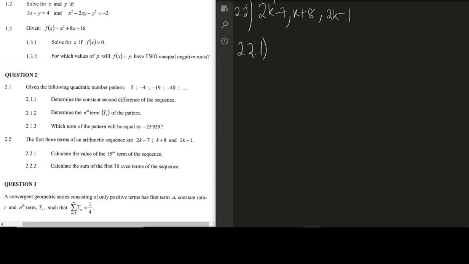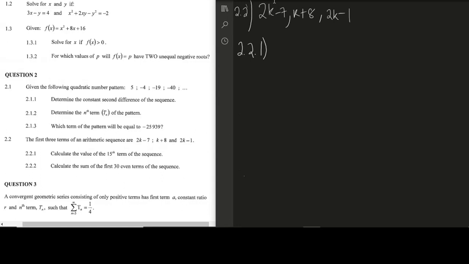So we're going to do question 2.2, which gives us an arithmetic sequence: 2k minus 7, k plus 8, and 2k minus 1. In the sequence, what we'll do first is calculate the 15th term as required in question 2.2.1. But before we do that, we need to make sure that our sequence is in numerical form, right? Because right now our sequence has a k in it, a variable.